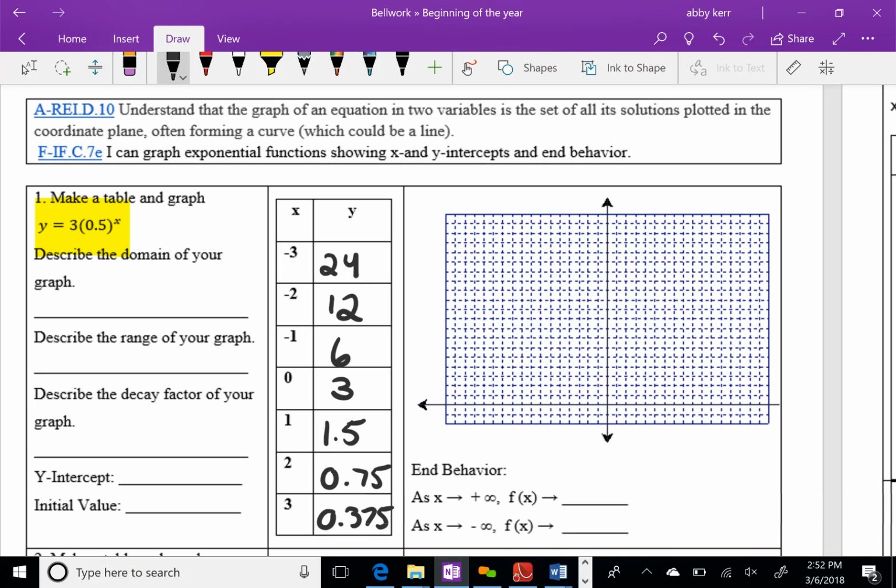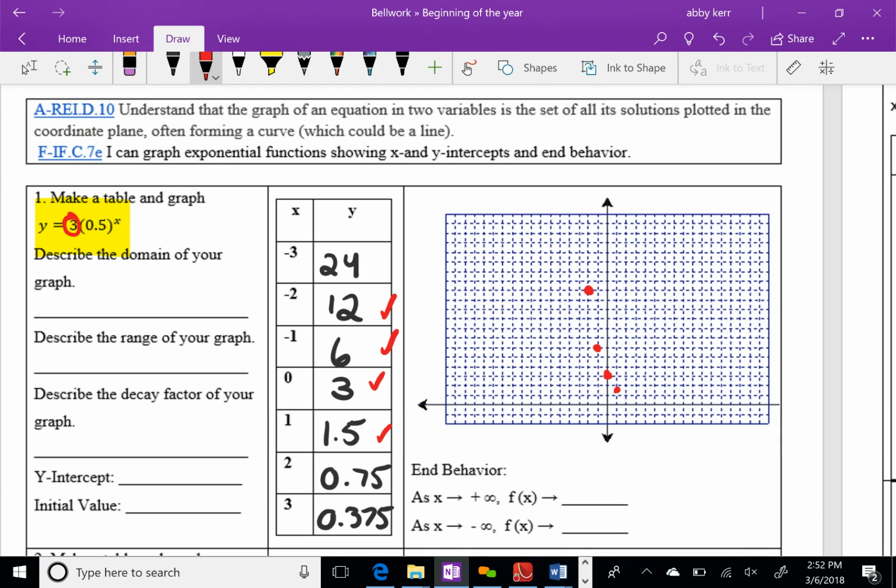Now on your graph, if you can't plot 24, that's no big deal. You can use that as a way to lead, and I'll explain what that means in a second. -2, 12, so left 2, up 12, 1, 2, 3, 4, 5, 6, 7, 8, 9, 10, 11, 12. All right, so did that point, -1, 6, 1, 2, 3, 4, 5, 6. Did that point 0, 3, which is your y-intercept, which you can find as your a value. It's your initial value.